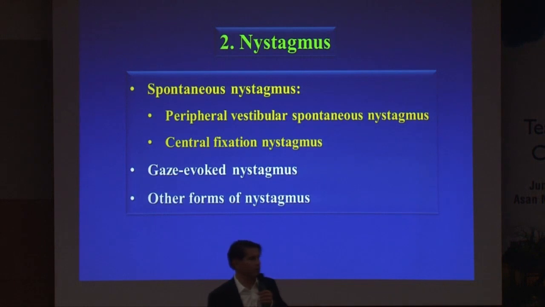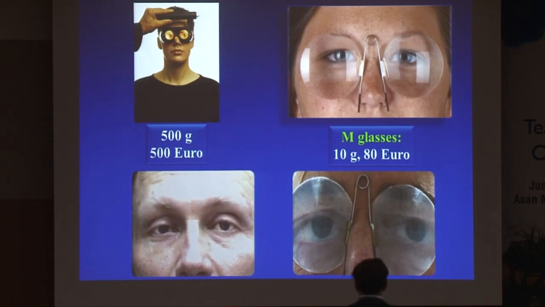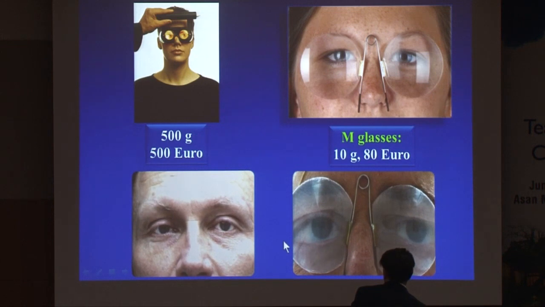What is a spontaneous nystagmus? It occurs when the subject is looking straight ahead. Okay, how do we examine a patient? You have three options: with fixation, and then look also for a gaze-evoked nystagmus; second, without fixation; and third, with the Dix-Hallpike maneuvers. So here you see a patient fixating, and here with the Frenzel's device or something else.